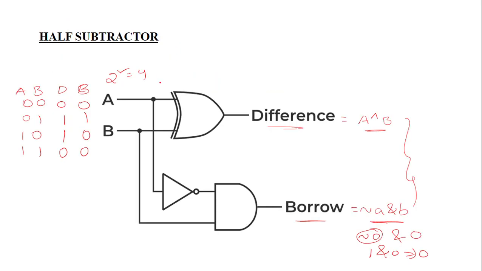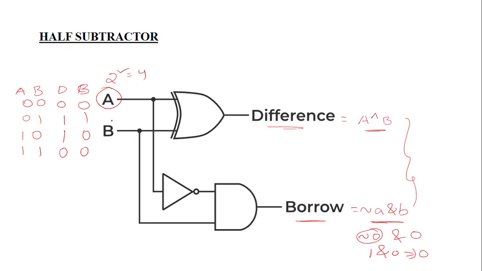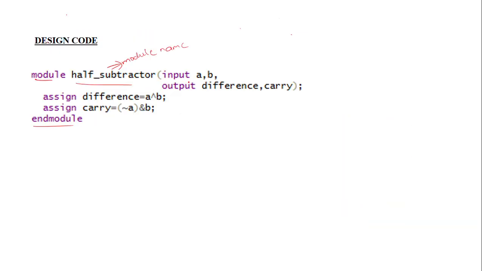What are the inputs here? A, B are the inputs. That's why I represented the input keyword, A comma B. So A and B are the input ports here. That's why I simply write input A comma B.